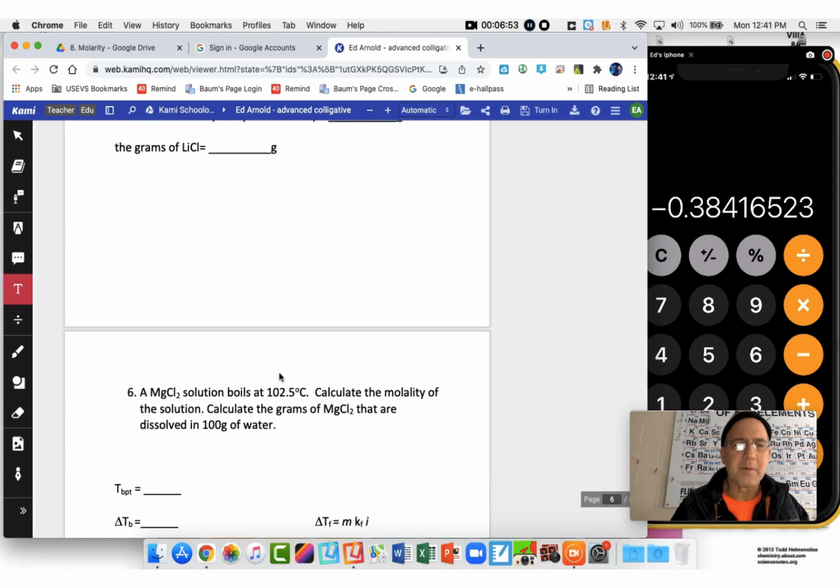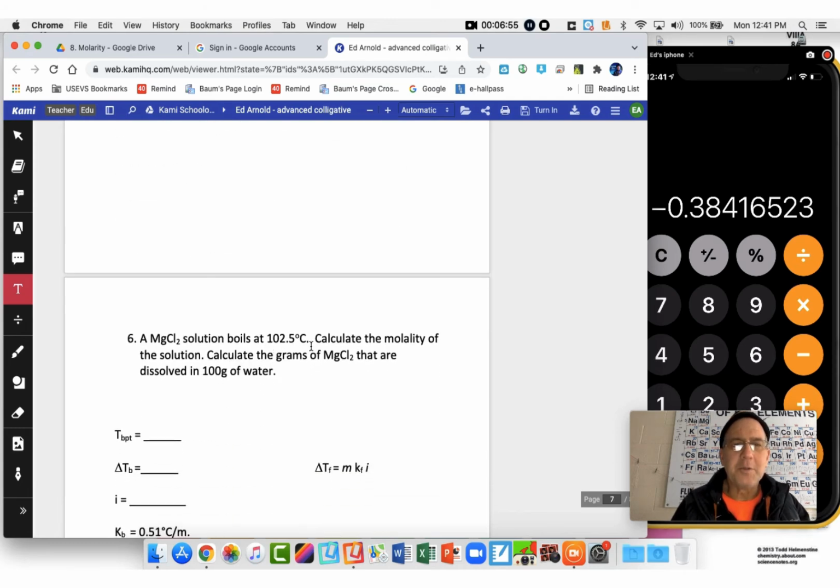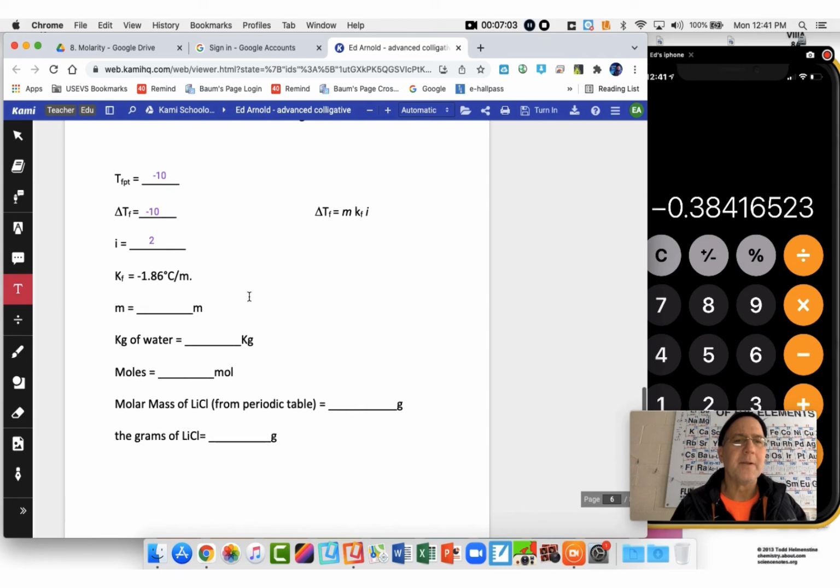Let's look at the next problem here. If it's 102.5 degrees, the boiling point is 102.5. The change in the boiling point is 2.5. Okay, enough said. We have that already. We're trying to find our m, so we're going to put this into the equation. We have everything set up. This time we're solving for m.